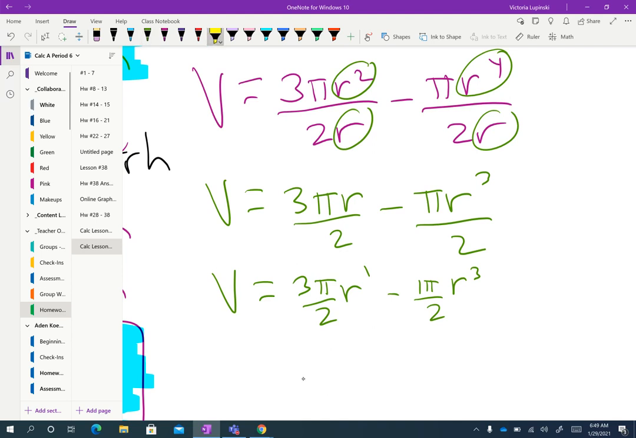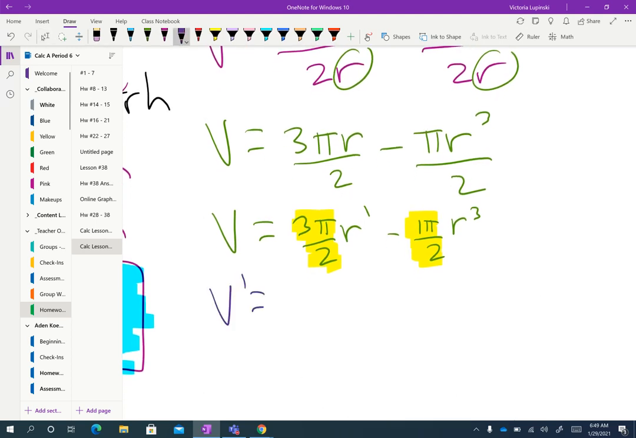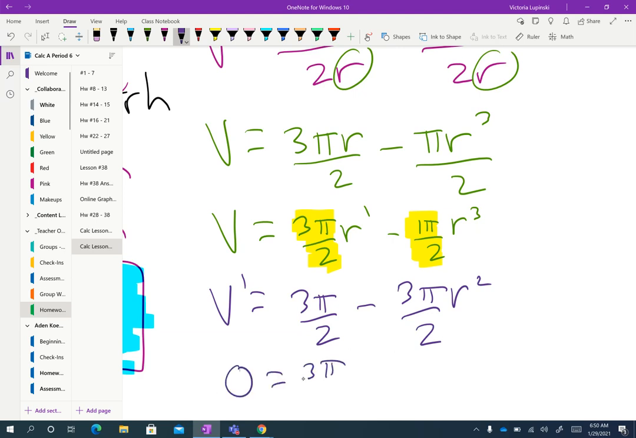So as I go to do that now, please make sure you remember 3 pi over 2 and 1 pi over 2, those are both constants. So you should treat them as such when you take your derivative. So V prime would be equal to 1 times 3 pi over 2 is 3 pi over 2. R to the 1 less power means it would disappear. Minus 3 times pi over 2 would be 3 pi over 2, and then r would go to the 1 less power. Of course, we need to now set this equal to 0.